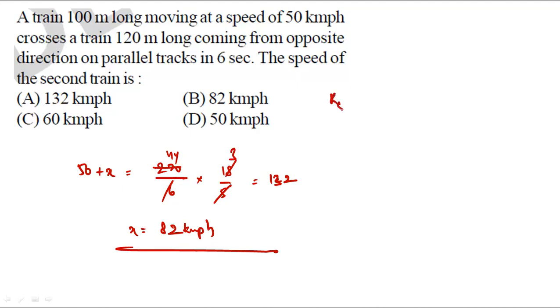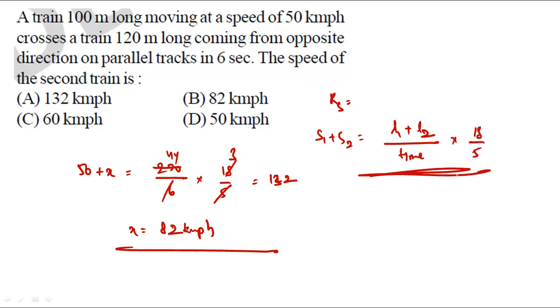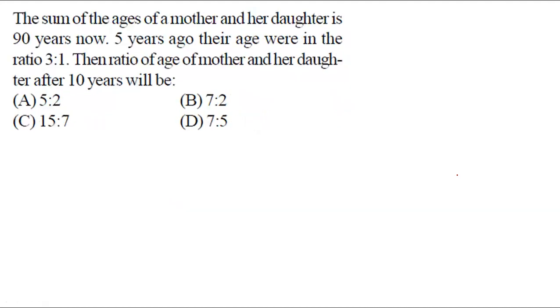So what is the formula I'm using? The relative speed, S1 plus S2, is equal to L1 plus L2 divided by the time, into 18 by 5, because I'm converting it into kilometers per hour. The left hand side is in kilometers per hour, so I want the right hand side to also be in kilometers per hour.